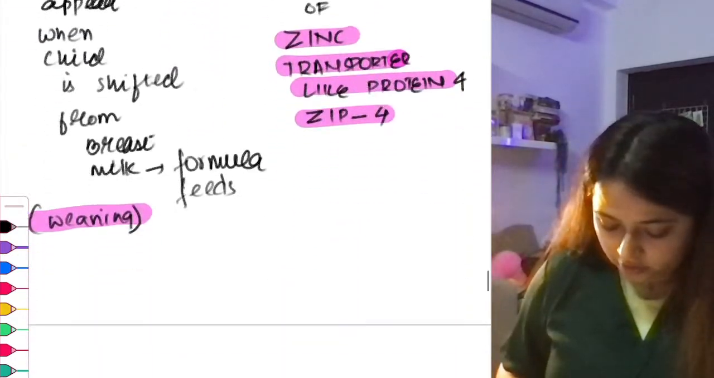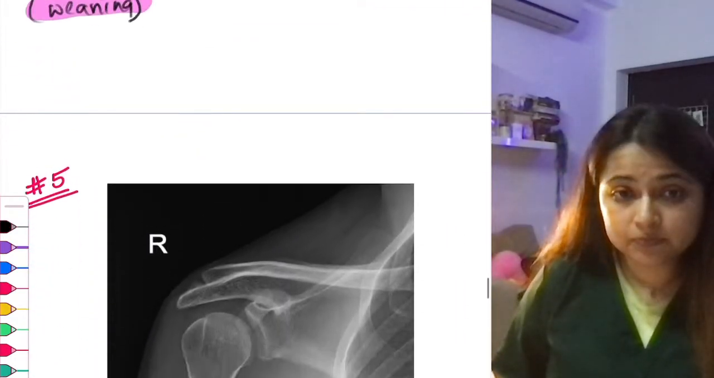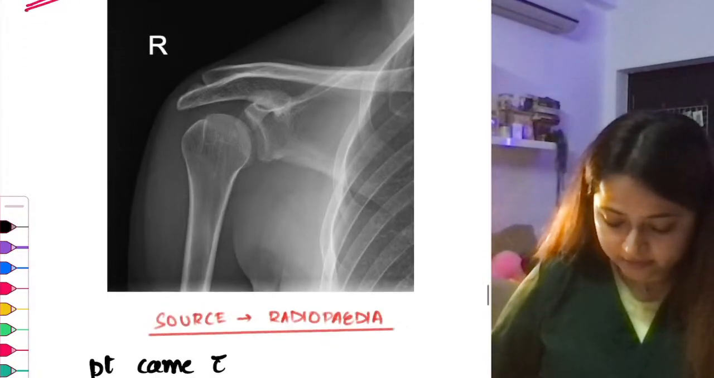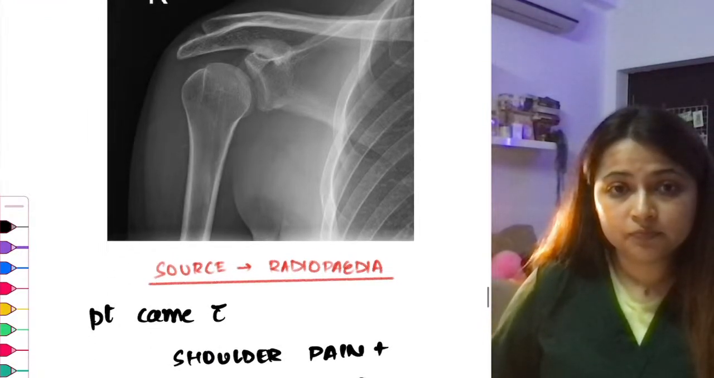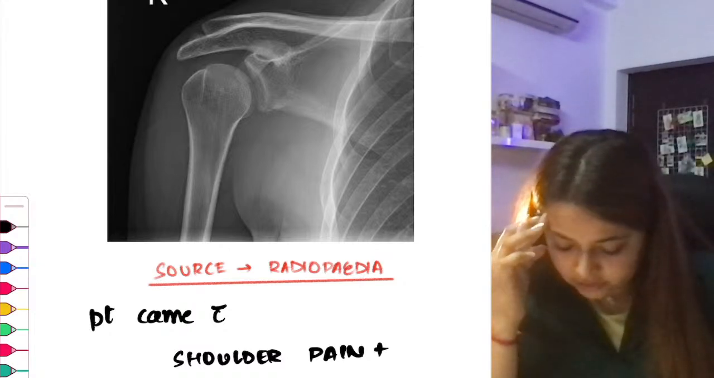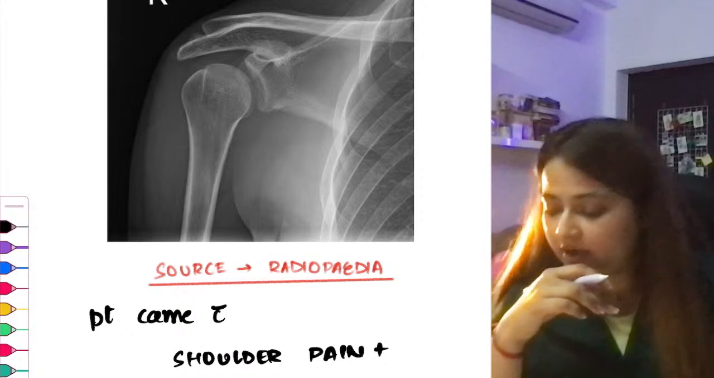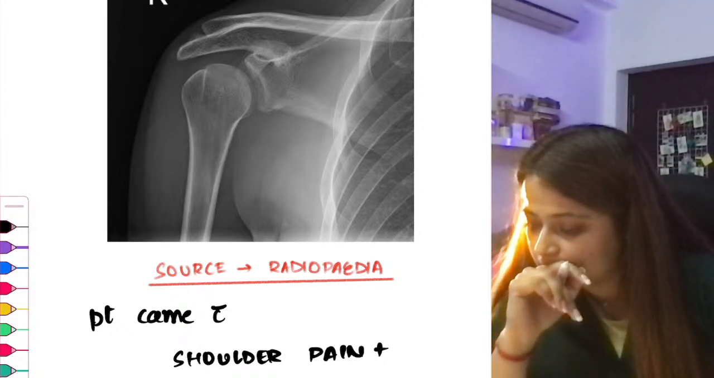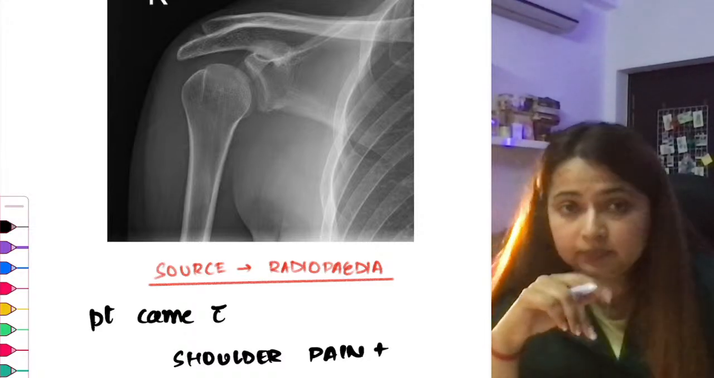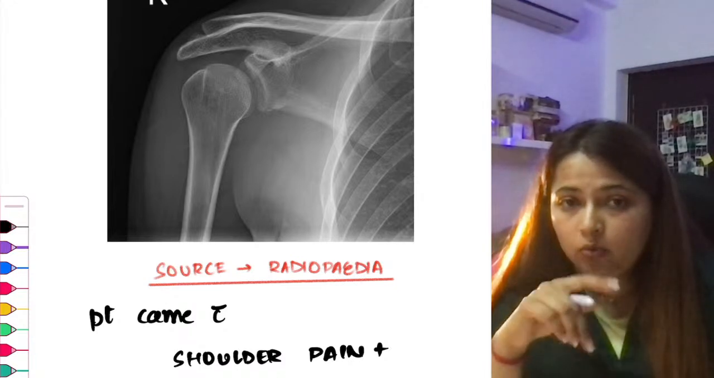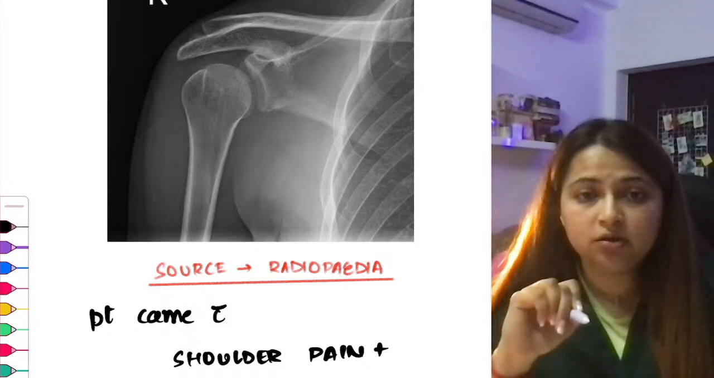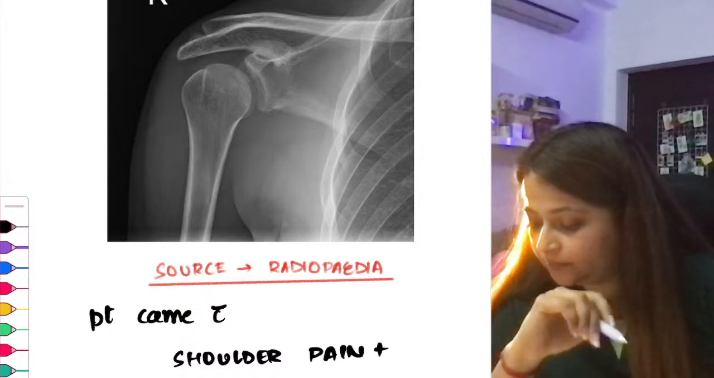All right, moving on to the next picture. Yes, so I'll give you a hint here. The patient here is coming with shoulder pain, restriction of the range of motion, and history of fall from height. What is this? So looking at this X-ray, this patient is giving a history of fall from height. There is pain in the shoulder, and the range of motion is restricted.